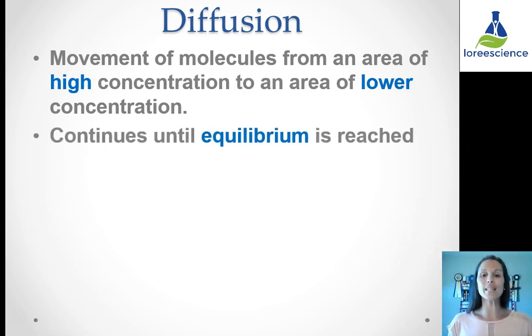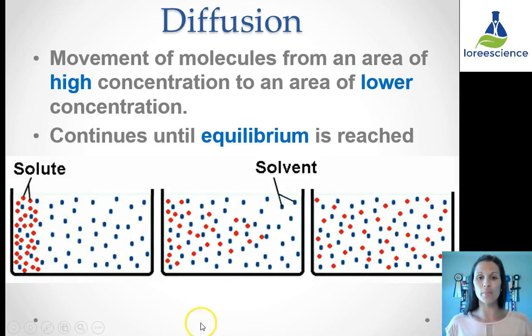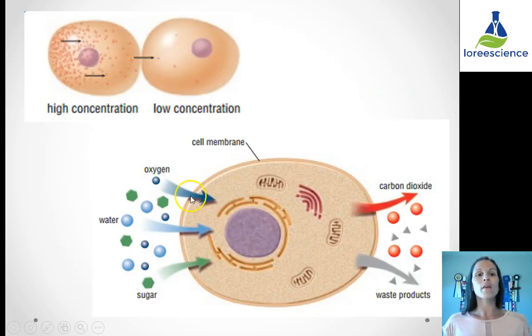This will continue until equilibrium is reached, or until both areas have an equal concentration or amount of the molecule in it. So for this example, the red molecules have a high concentration on the left, and the blue are evenly spaced. The red will diffuse across until there's equal red molecules throughout the entire solution. So in this case, we have two cells. The molecules are diffusing from the cell with high concentration to the cell with a low concentration.